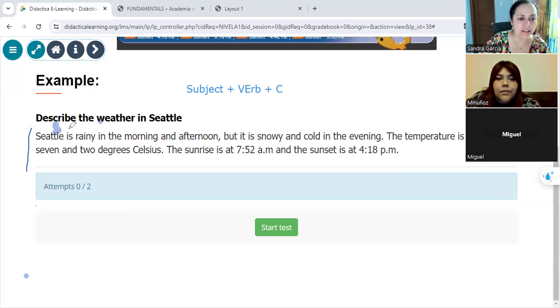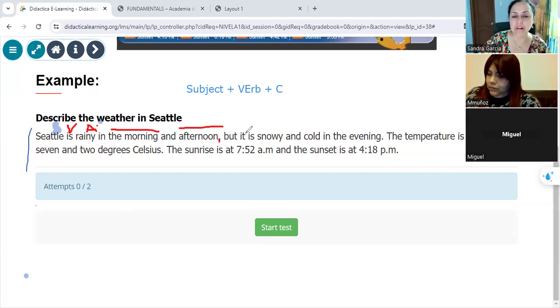Seattle is the subject. Is, let me change the color, is the verb. Rainy es un adjetivo, it's an adjective. Y aquí digo luego el lugar y la hora: in the morning and afternoon. Seattle is rainy in the morning and afternoon.